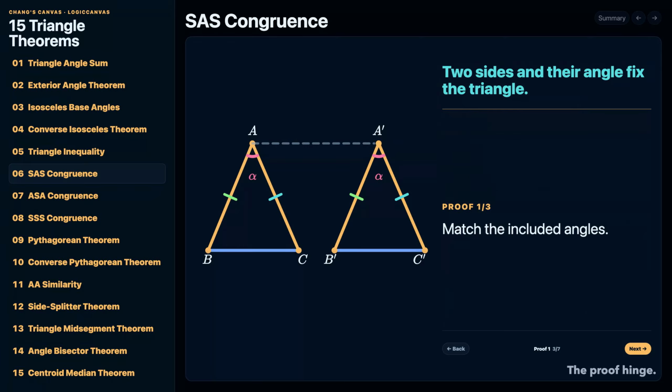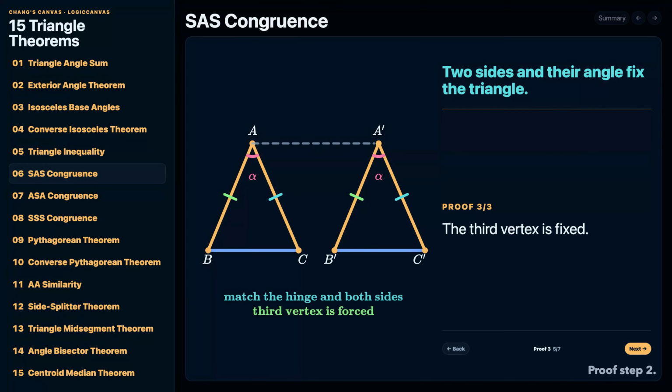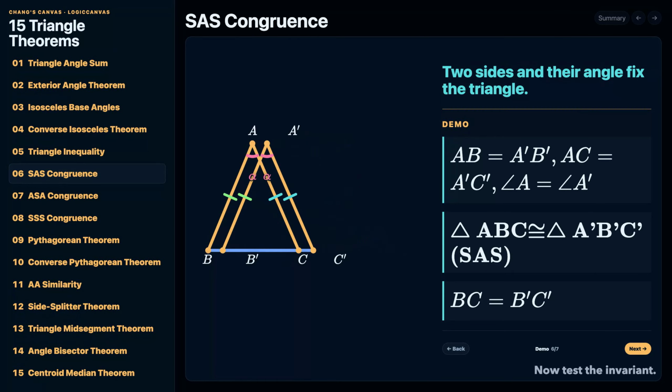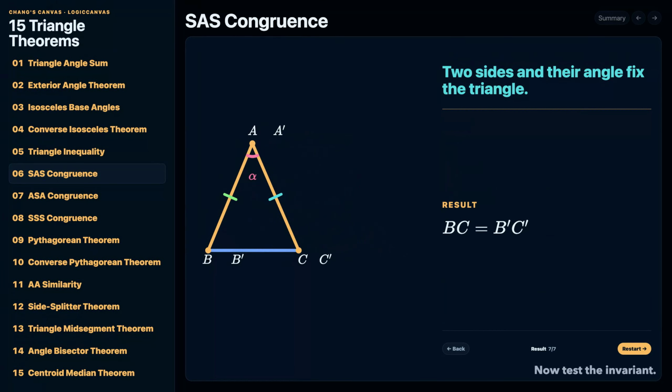For the proof, match the included angle hinge. Next, align both fixed side lengths. Next, no freedom remains for the third vertex. Slide triangle A'B'C' onto triangle ABC. The two sides and their included angle cover exactly, so the third vertex has nowhere else to go.